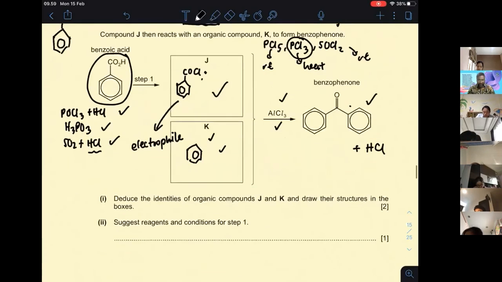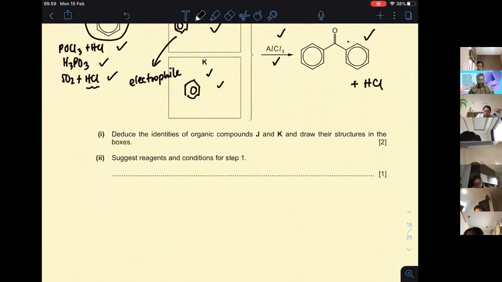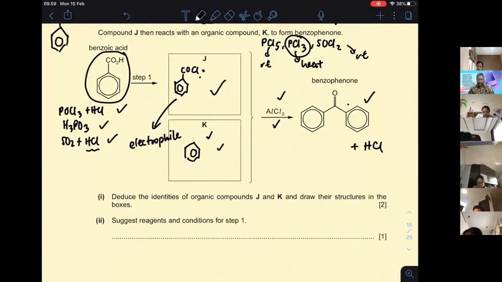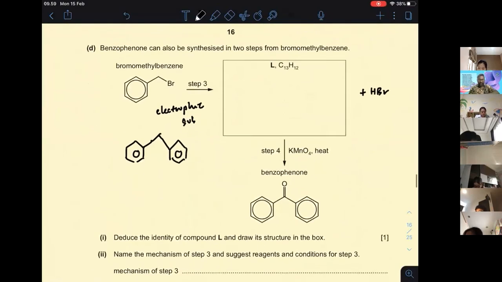Now, deduce the identity of compound, and suggest reagents and conditions for step 1. You can select any of those three that I mentioned over here. If I select PCl5, then it will be room temperature. But let's say I want to select something else, maybe PCl3 with heat. Then that will be another answer. Please take note. Now, next is going to be benzophenone.